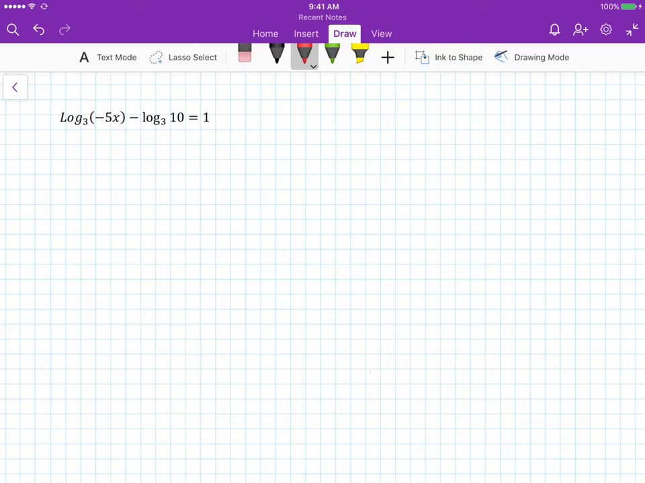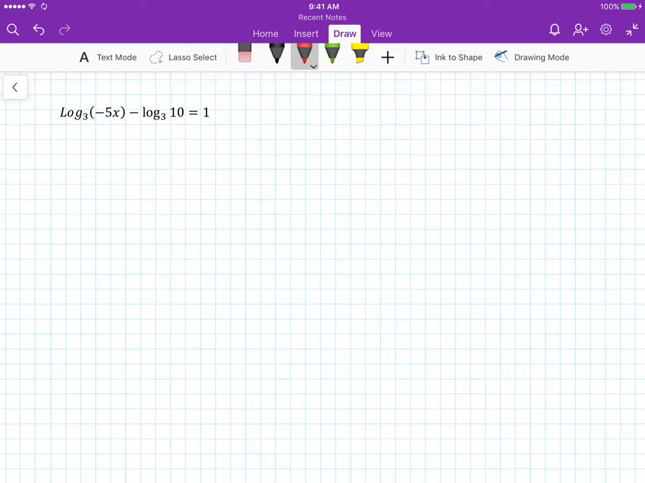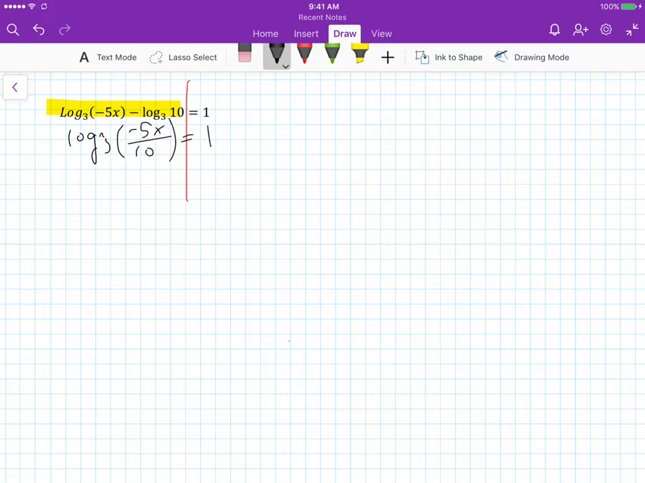This one here, example 2, is not going to have that option though, because on the right side here you can see that it's not being logged on all 3 terms. There's log base 3 of negative 5x minus log base 3 of 10, but then equals just 1, not log of 1. So I'm not going to necessarily be able to drop the logs, but I still can combine the left side here, log base 3 and log base 3, and I see it's a subtraction, so I can yet again use the quotient rule. So I can write this as the log base 3 of negative 5x divided by 10 equals 1.